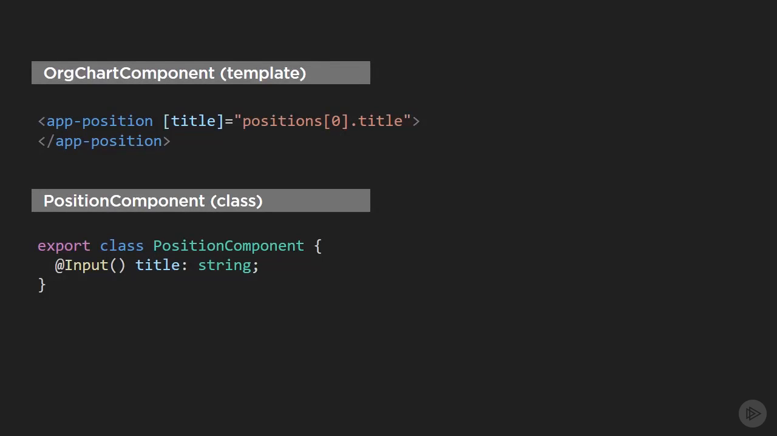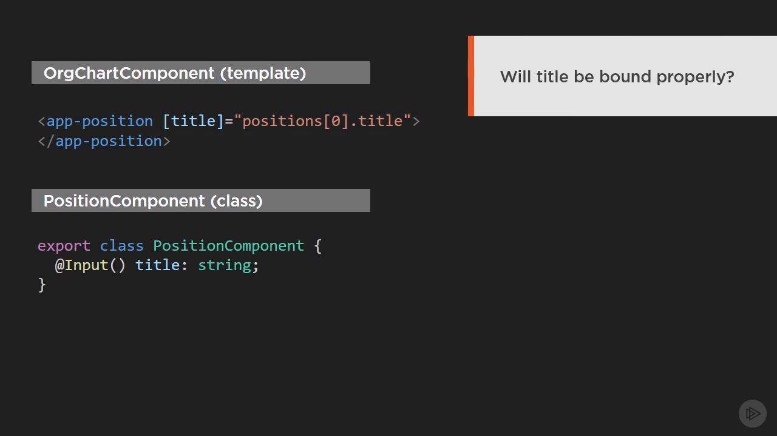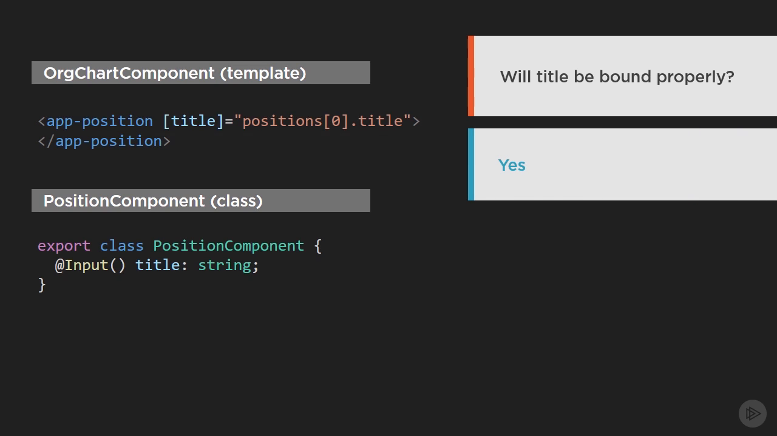But this is a more common case. We would want to use property binding. We want the Angular compiler to work with data. Now, if you remember our positions array, that had 3 items in it, and the first item had a title of CEO. So that's what we're accessing right here, and we're binding that to title. Will title be bound properly? Yes, it will. So property binding doesn't only work with DOM elements, it works with our own custom elements, as we can see here.